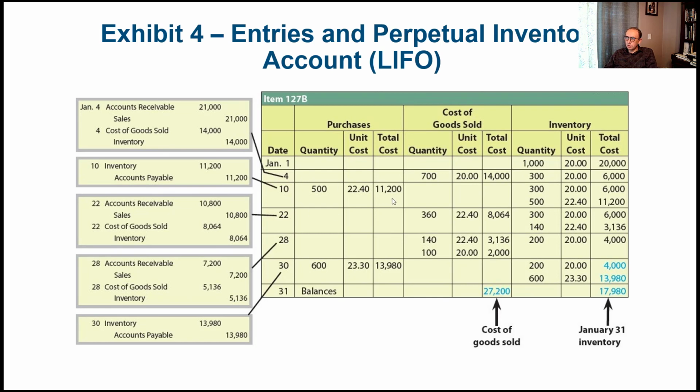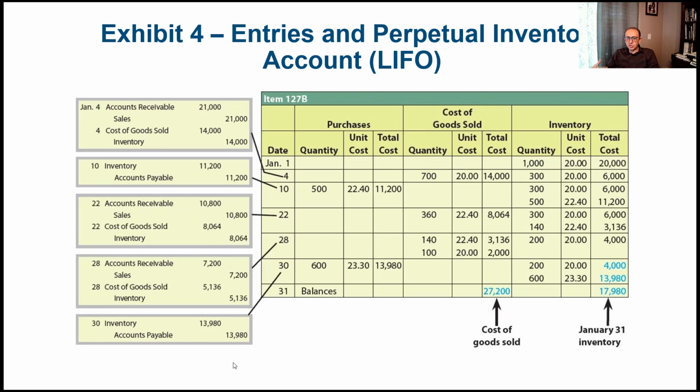When we purchased new items, we debit inventory and we credit accounts payable for the 11,200. And then the same thing for the sales transaction, we have two journal entries, one based on the selling price, which is $30, and the other one based on the cost of goods sold, which is the 8,064. Another one for another sales transaction, 7,200, which is the 240 multiplied by $30, and the second journal entry is for this value here, the 3,136 plus the 2,000, which is 5,136, where we debit cost of goods sold and credit inventory. And then the last purchase transaction, we debit inventory and credit accounts payable.